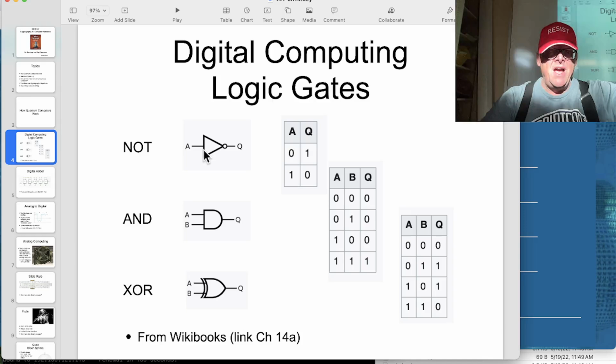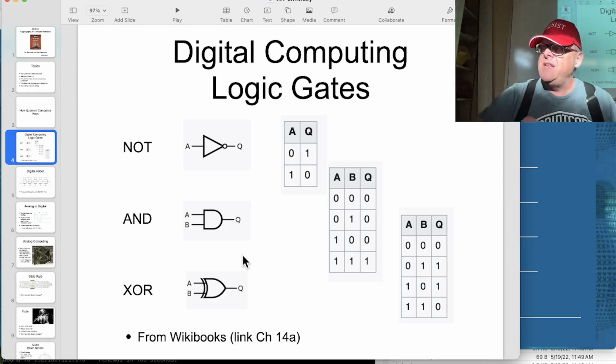You would have a NOT gate where you put a voltage signal in and it puts the opposite signal out. So if you feed in a high voltage, out comes a low voltage. If you feed in a low voltage, a high voltage comes out. That's 0 and 1. Then you can have an AND gate, where there are two inputs, and they both have to be 1 for the output to be 1. If either one of them is 0, the output is 0. And then you have an XOR, where you feed in two signals, and if they're different, the output is 1. But if they're the same, the output is 0. So these are the basic operations from digital computing.